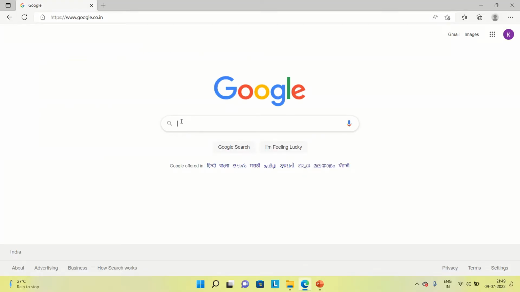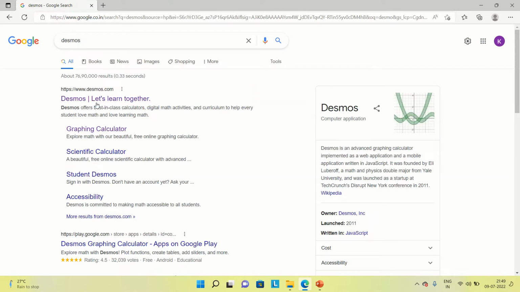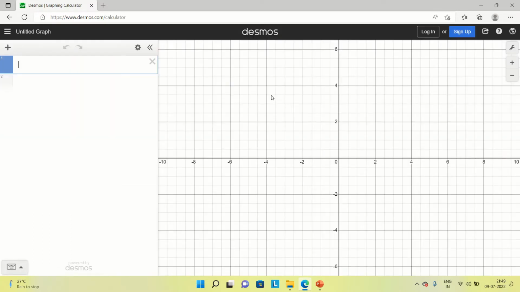Open Google, type Desmos, then go for Desmos. Let's learn together this link. Then you can get this page, graphing calculator. Choose this. There you go. You can get Desmos graphing calculator. No need to sign up here. Without signing also you can use this Desmos.